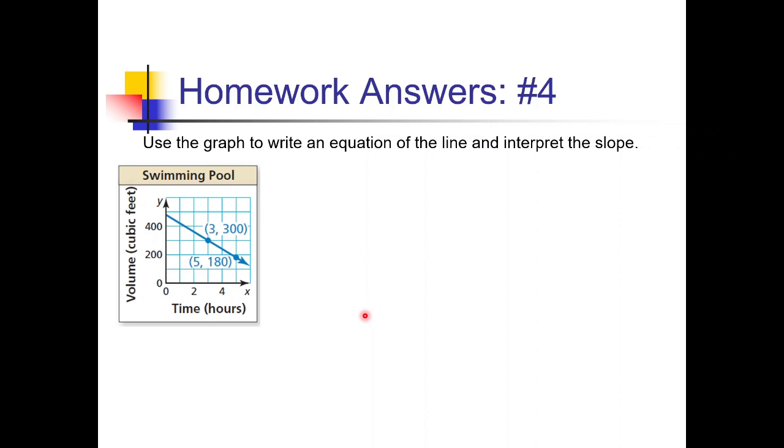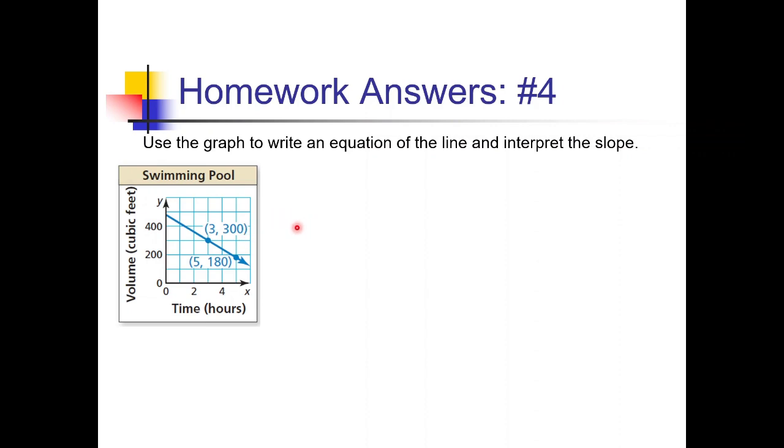For this next problem, we have a swimming pool chart here, and we're trying to write an equation of the line represented in this graph, and then interpret the slope. So let's first get our slope. We need that regardless of what type of line equation we're going to do. We've got 2 points, (3, 300) and (5, 180). I can't really eyeball this one, so I'm going to use the full slope formula.